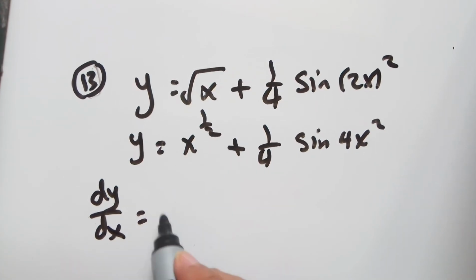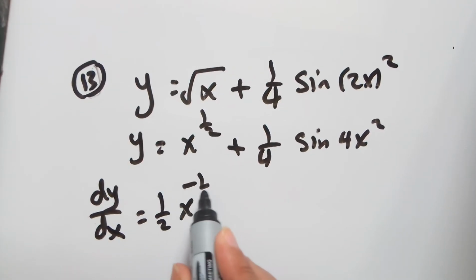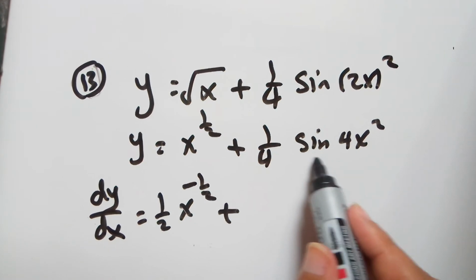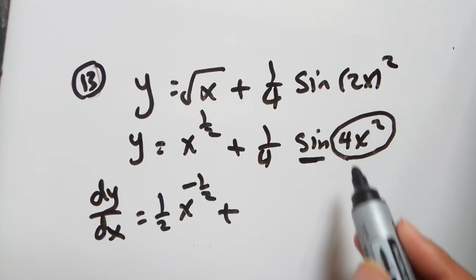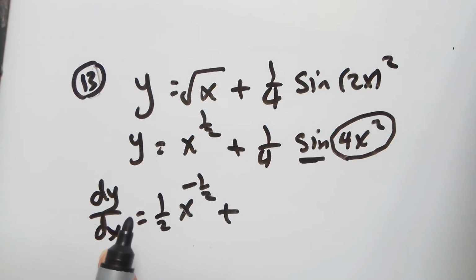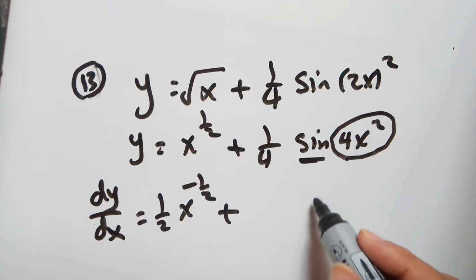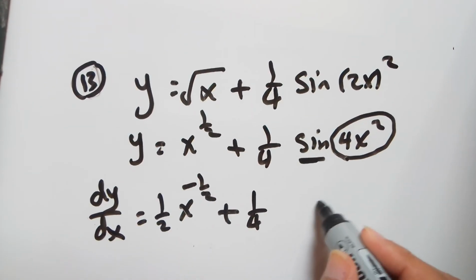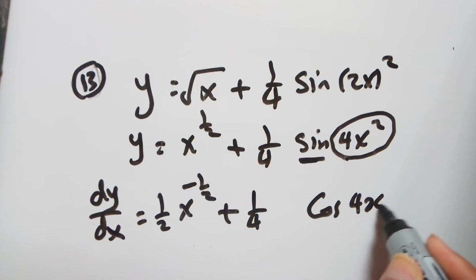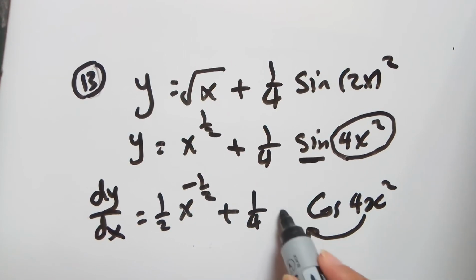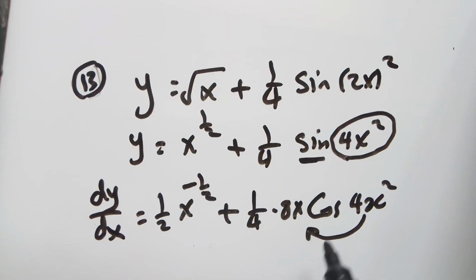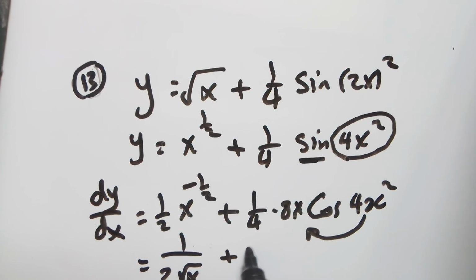x to the power half, bring down the power, subtract 1: half x to the power negative half, plus sine 4x squared. This is u, not x, not like x here. Then what is the derivative for sine? It will be cosine 4x squared. What is the derivative for x squared? It is 8x. Okay, simplify. Then it will be 1 over 2 radical x plus 8 divided by 4, it will be 2x cosine 4x squared.